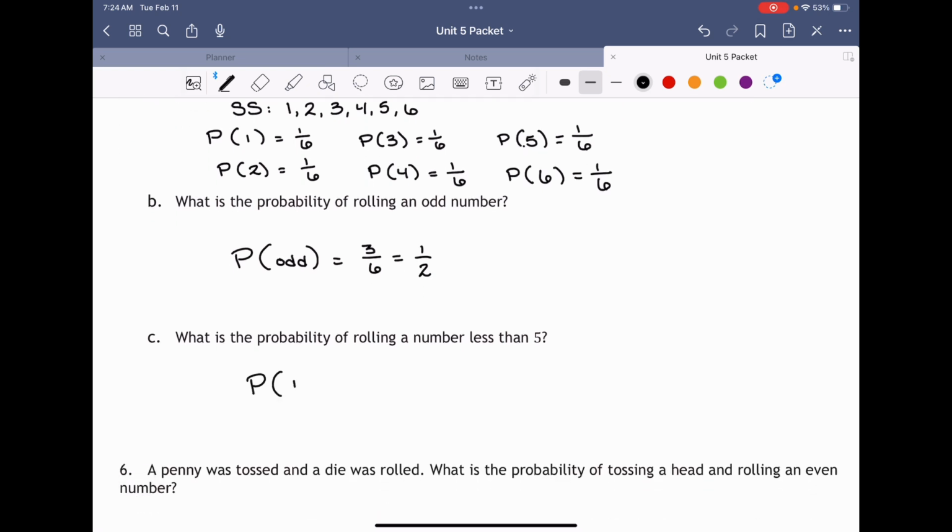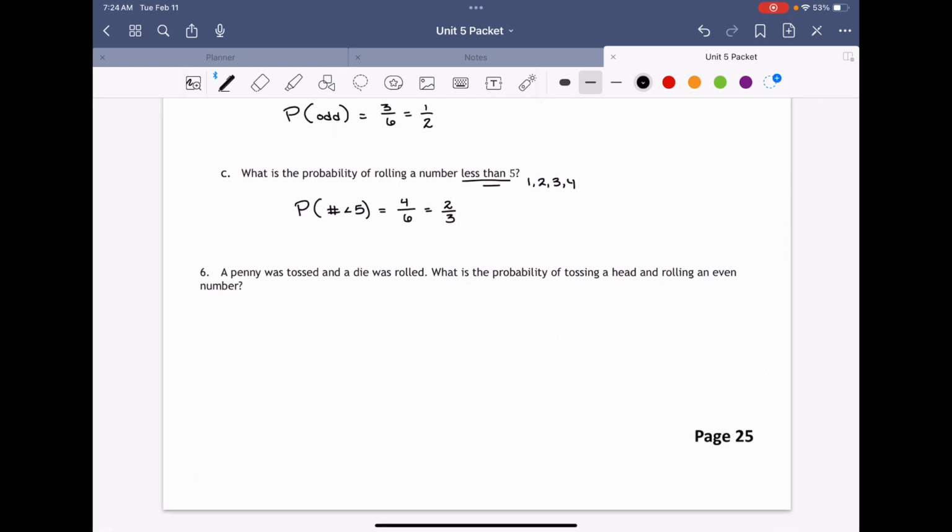Probability of a number less than 5. Well, a number less than 5, it could be 1, 2, 3, or 4. It cannot be 5 because it has to be smaller than 5. So 4 out of 6, but make sure we simplify. 2/3.